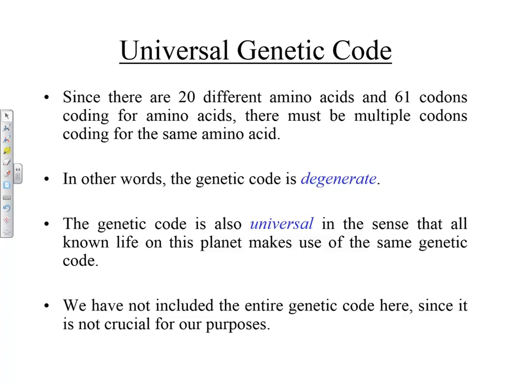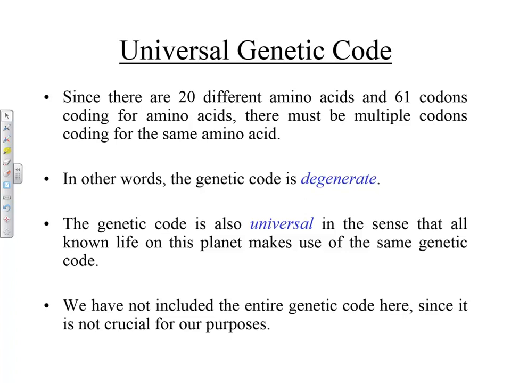Now, since there are 20 different amino acids and there are 61 codons that code for amino acids, there must be multiple codons that code for the same amino acid. Yes, the stop codons are 3, but the start also codes for an amino acid. That AUG also codes for an amino acid. So because there are 20 different amino acids and 61 codons coding for amino acids, the genetic code is degenerate. And the genetic code is also universal, in the sense that all known life on this planet, from the simplest bacterium to humans, makes use of the same genetic code.